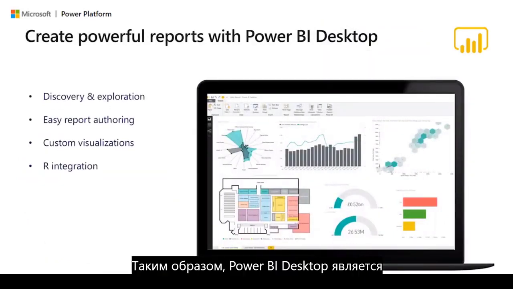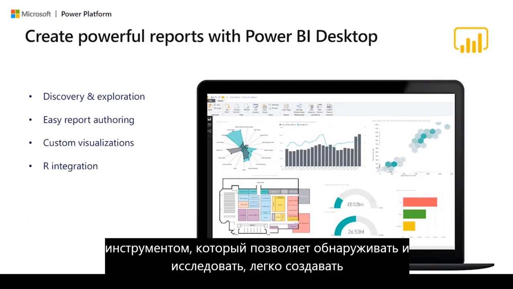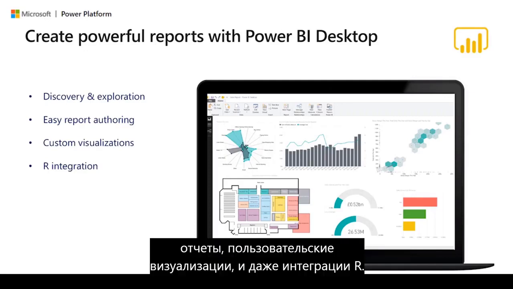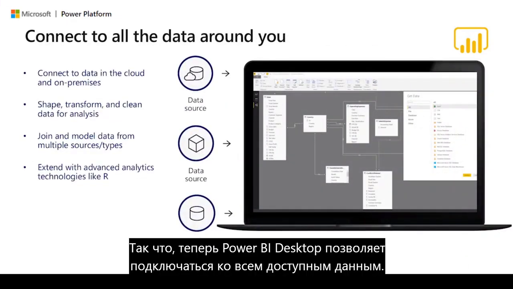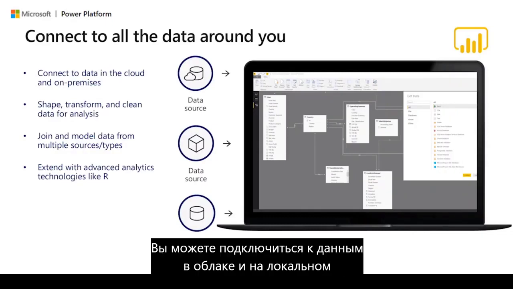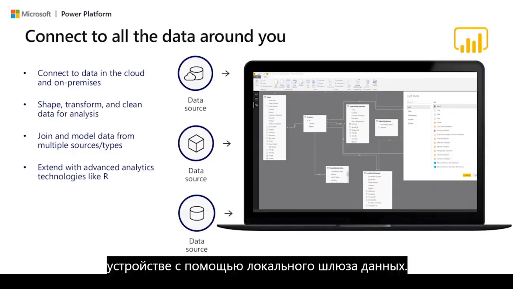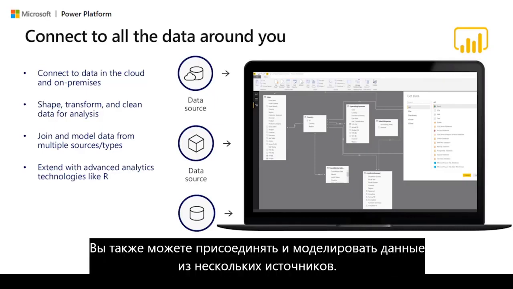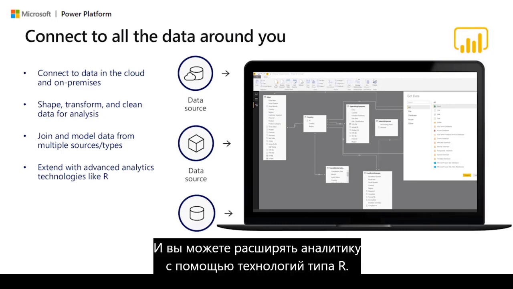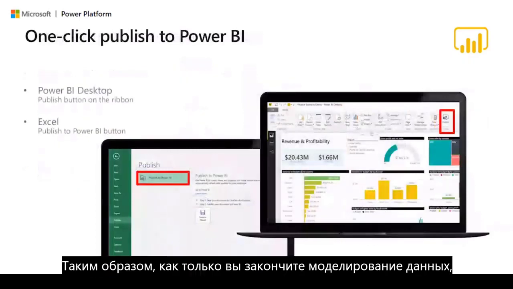So Power BI Desktop is the tool that allows you to do discovery and exploration, easy report authoring, custom visualization, and even R integration. Power BI Desktop allows you to connect to the data all around you. You can connect to data in the cloud and on-premises using the on-premises data gateway. You can shape, transform, and clean your data for analysis. You can also join and model data from multiple data sources. And you can extend the analytics with technologies like R.